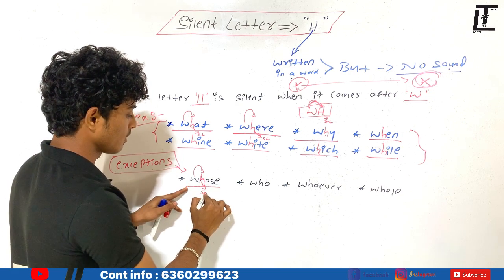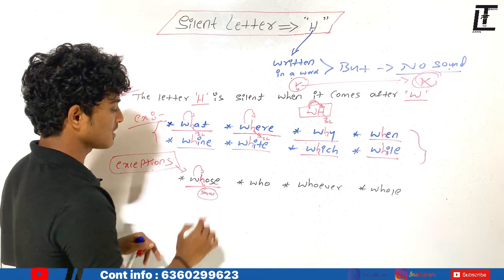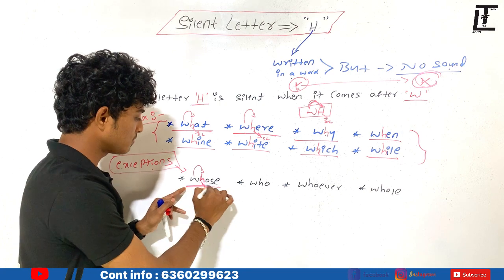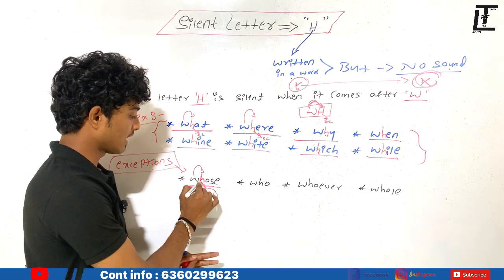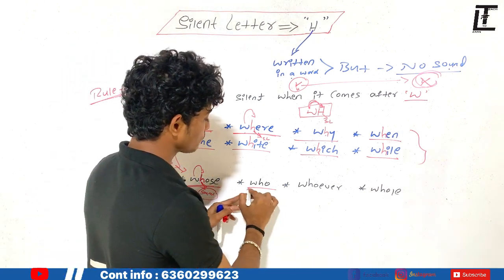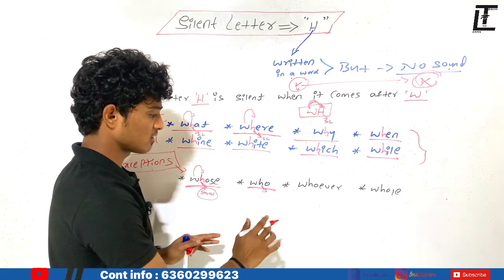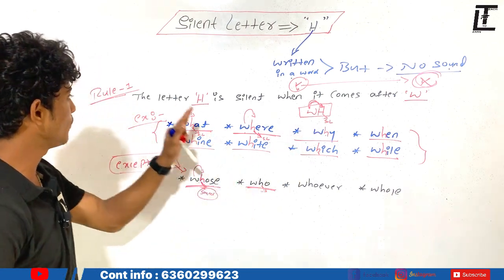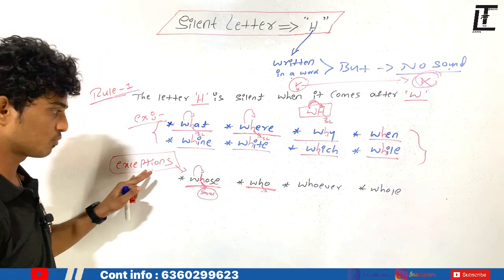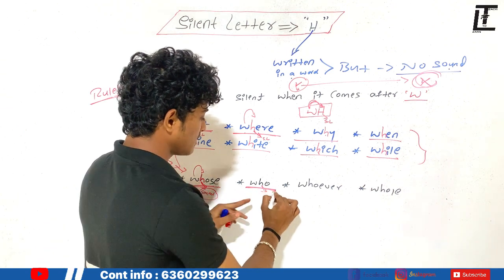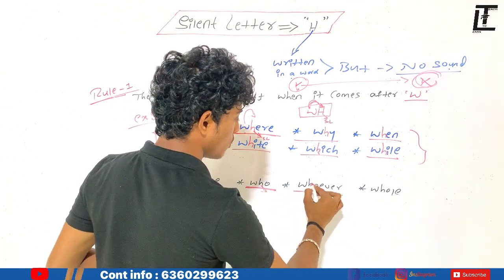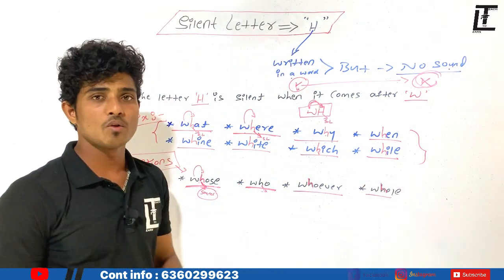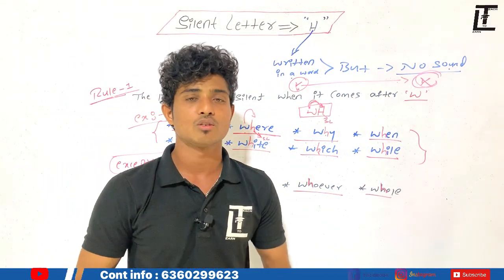It has sound. We pronounce this as whose. Instead of keeping the letter H silent, the word must be pronounced as whose using the H. Again, the letter H is not silent. It must be pronounced without keeping the H silent and without following rule 1, because it is an exception. Fine. So it is who, this is whoever, and this is nothing but whole. So this is the first rule of the letter H. I hope you understood.